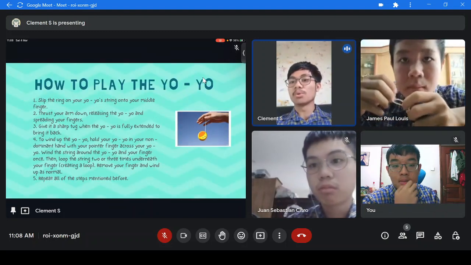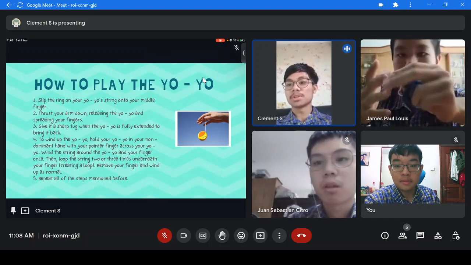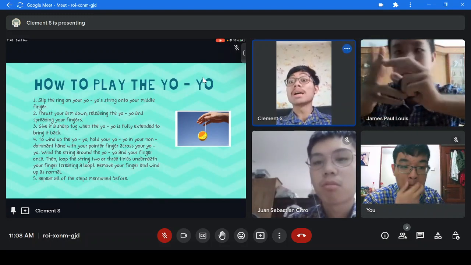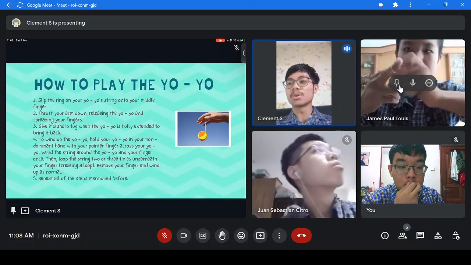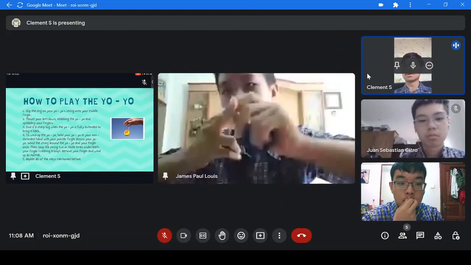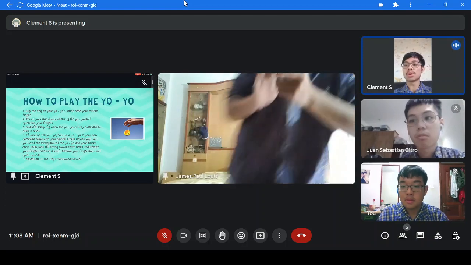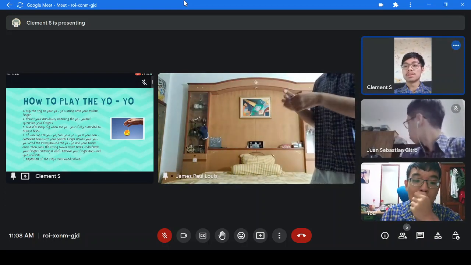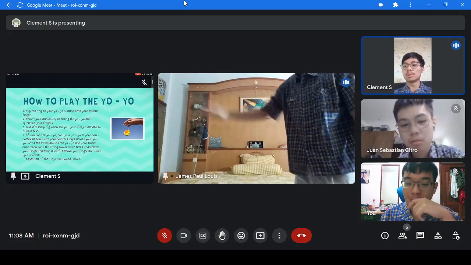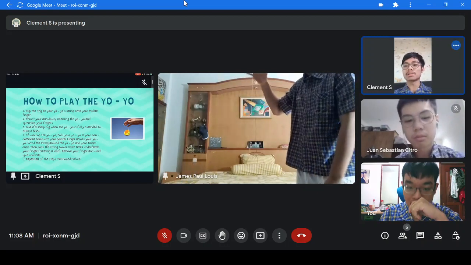How to play the yo-yo. Slip the ring on your yo-yo string onto your middle finger. Thrust your arm down, releasing the yo-yo and spreading your fingers. Give it a sharp tug when the yo-yo is fully extended to bring it back.